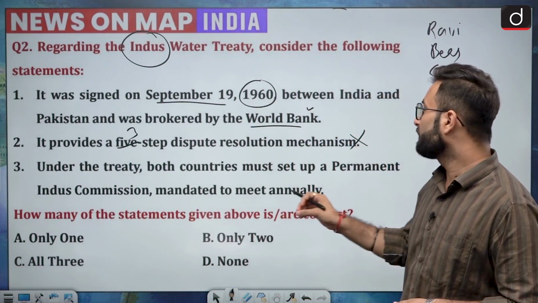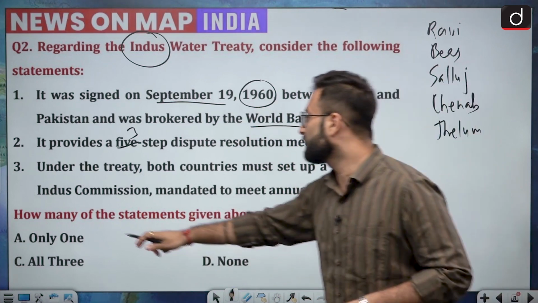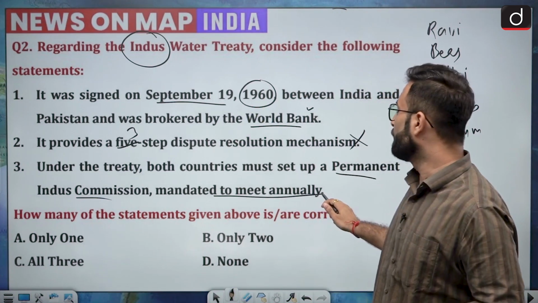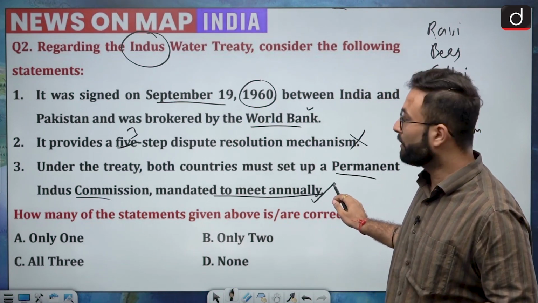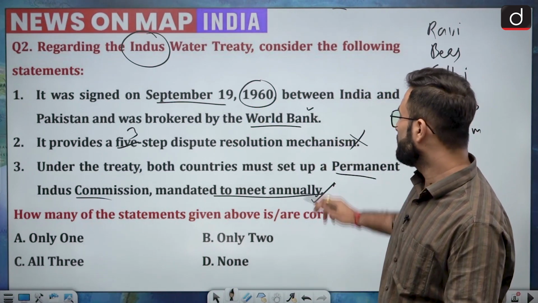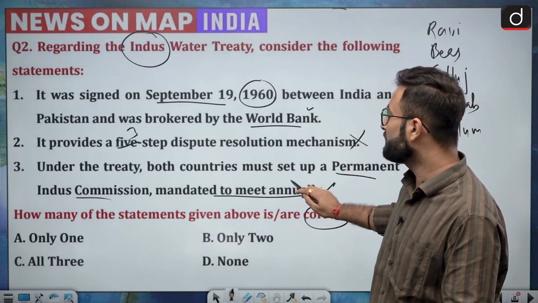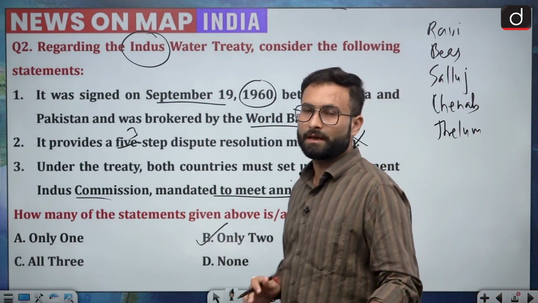Under the treaty, both countries must set up a permanent Indus commission mandated to meet annually. Now this is a correct statement. So if we are talking about the correct statements here, the first and third are right, so option B would be your right answer.